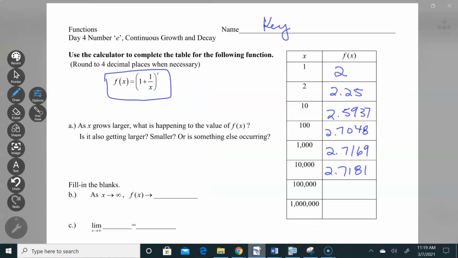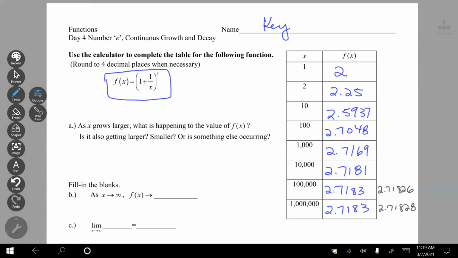So going to my paper, I get 2.7183 when I do it to 4 decimal places, and 2.7183 when I do it to 4 decimal places. We're going to have to make note of how they are different. So you see we completed the table, and you see I noted that the two numbers, even though they're the same to 4 decimal places, have some differences. It takes that 5th decimal place to see a difference.